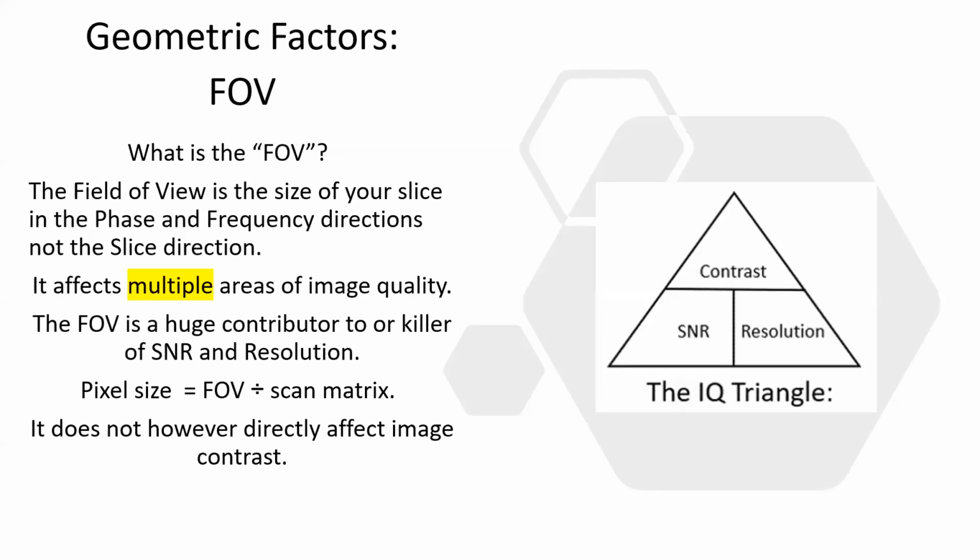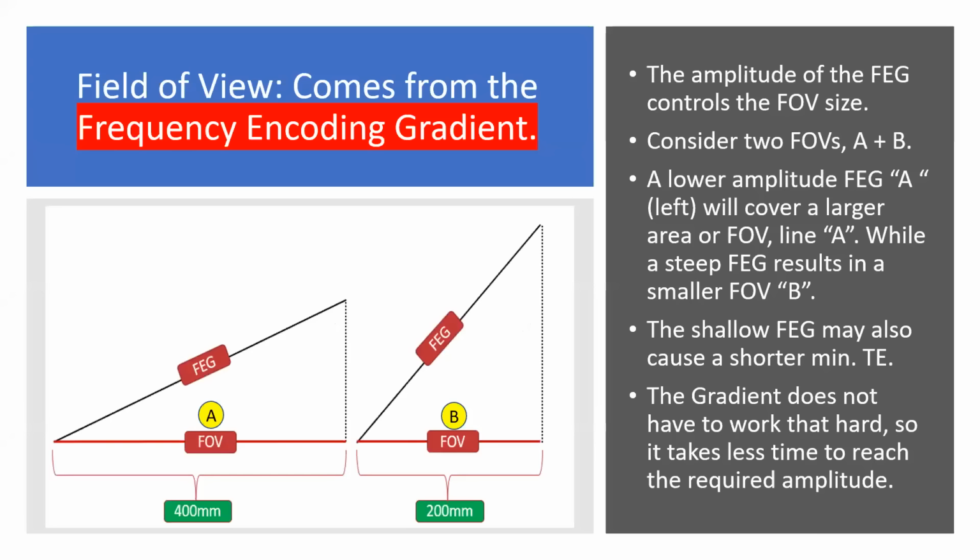So your field of view divided by your scan matrix, phase and frequency. So here we go. Now at the end of it, your field of view comes from your frequency encoding gradient. So you excite, you phase encode, you refocus, and then when the echo is forming, you turn on your frequency encoding gradient, also known as your readout gradient, because that gradient is turned on while you're reading the echo. They love to use that term. So the size of your field of view comes from the amplitude of your frequency encoding gradient.